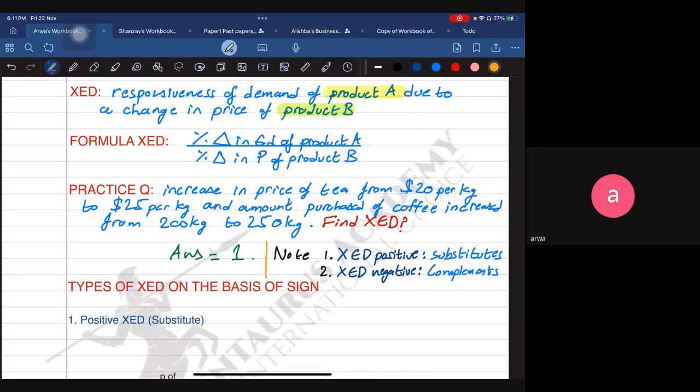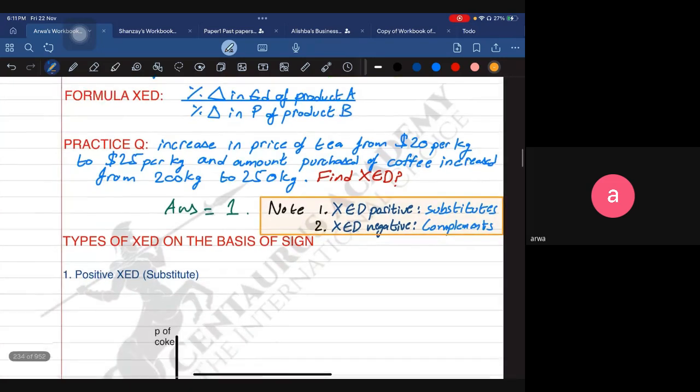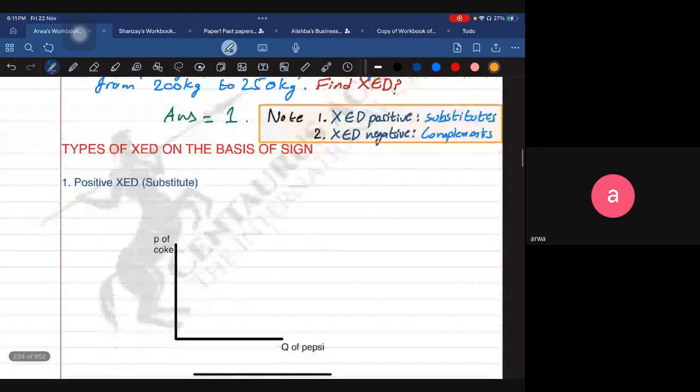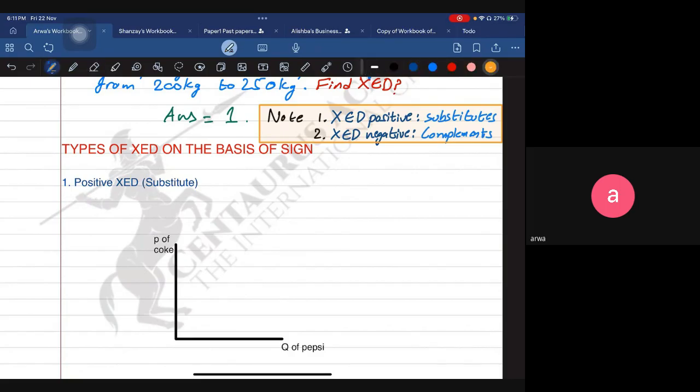And now we will be moving on to the next part. Types of XED on the basis of the sign. The first is a positive XED, which is a substitute. What does this mean? Increase in price of product A leads to an increase in quantity demanded of product B. So a positive relationship.